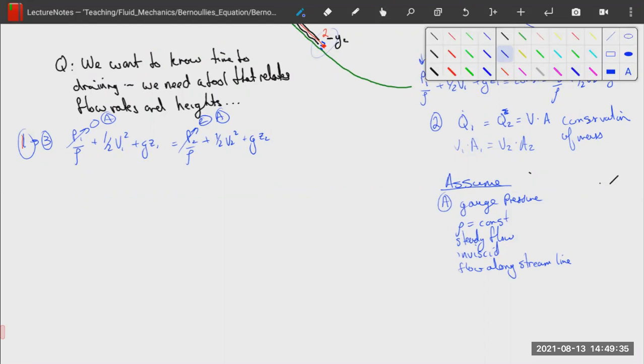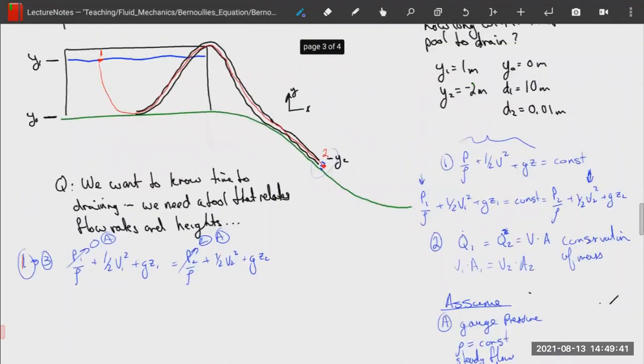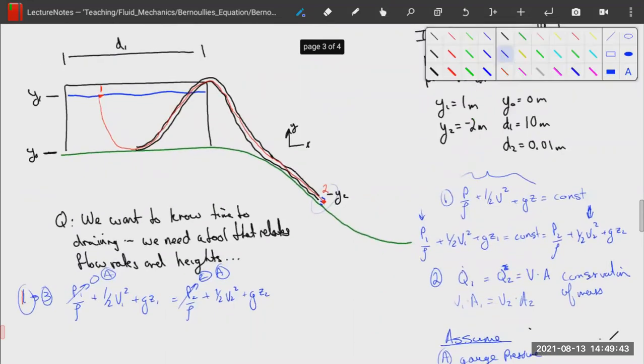So now we have a bunch of variables. We have Z1, we have Z2, we have V1, and we have V2. We have 4 variables. We actually know Y1 and Y2, right? So we know our heights. So we actually know Z1 and Z2, which is great. But we still have 2 unknowns, 2 variables, which is V1 and V2.